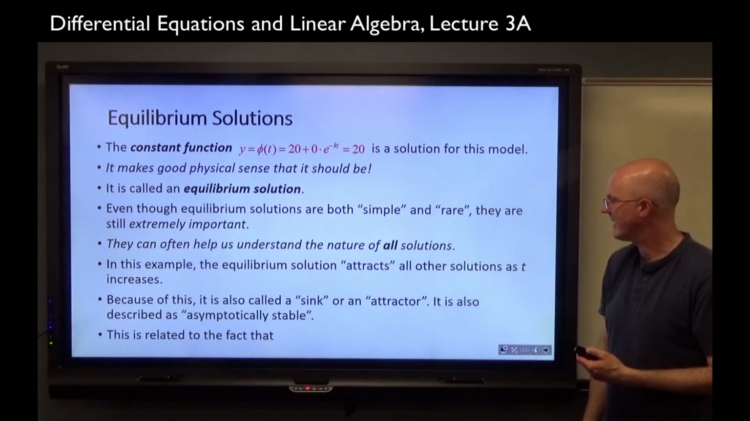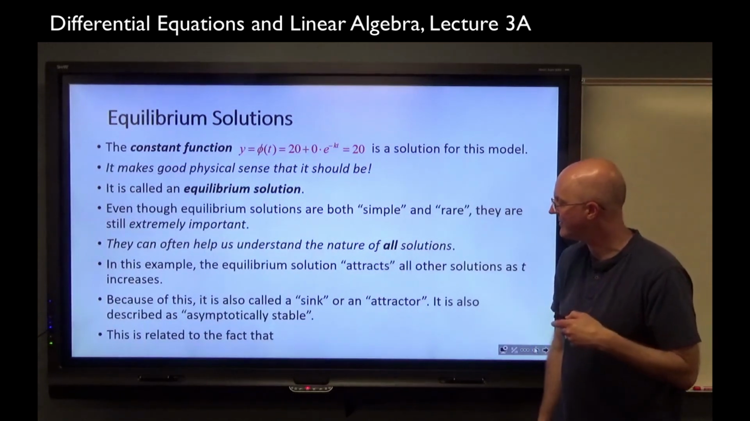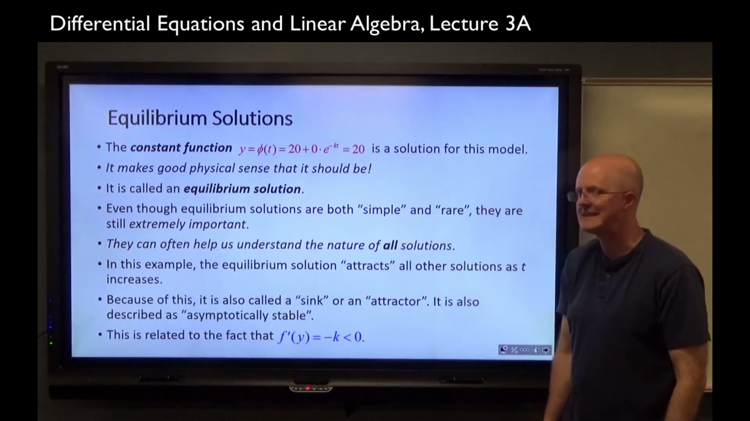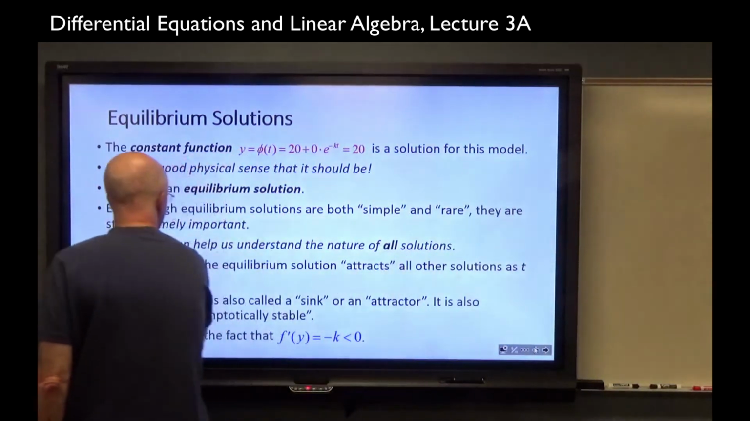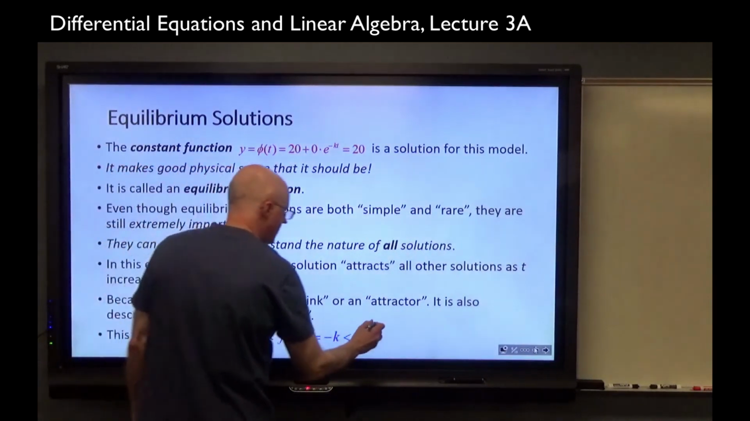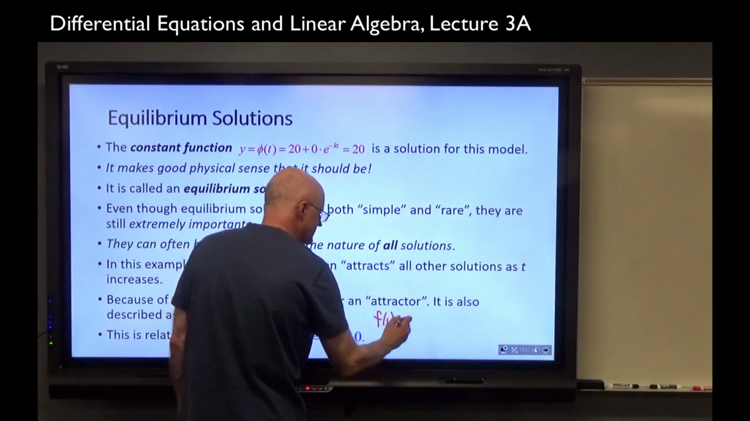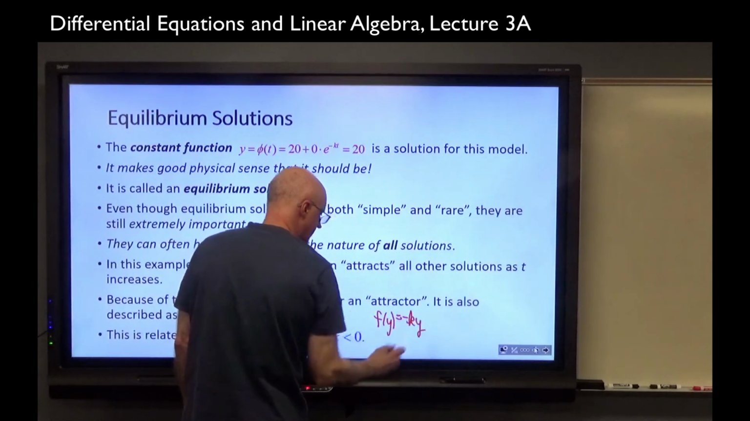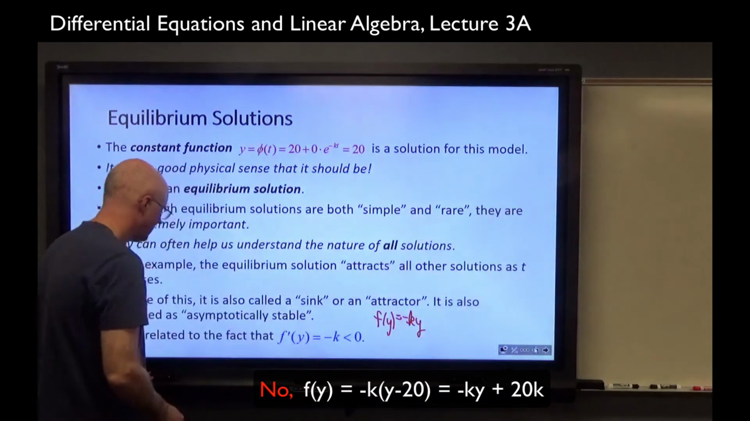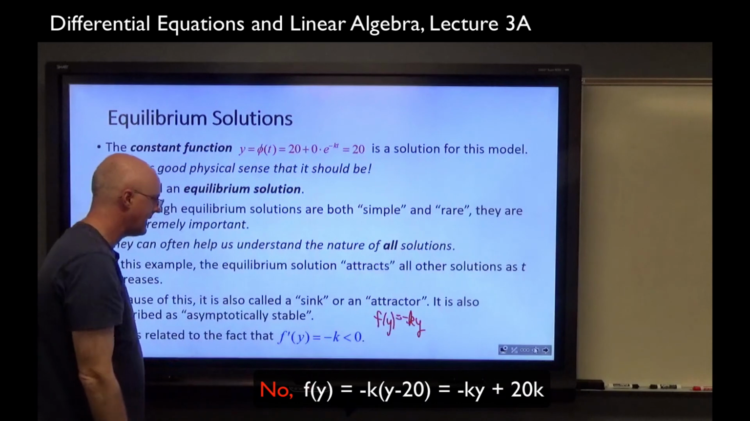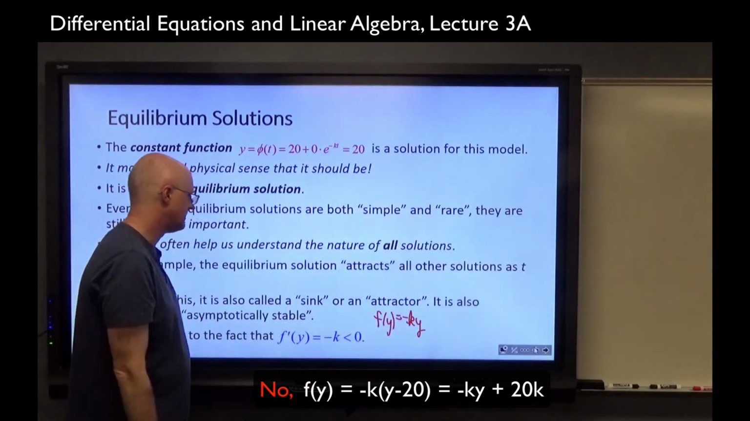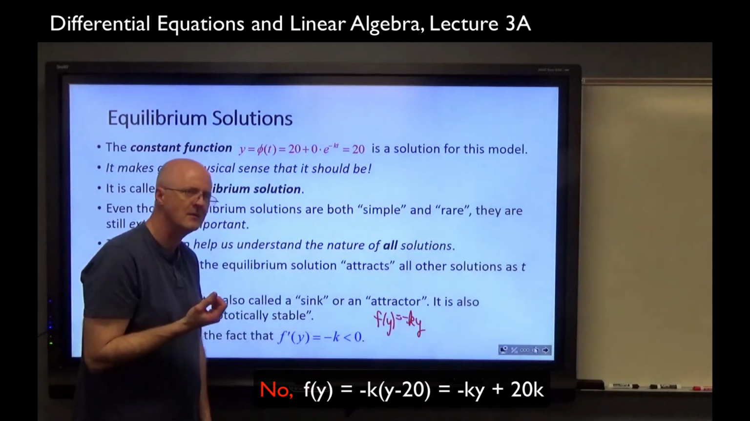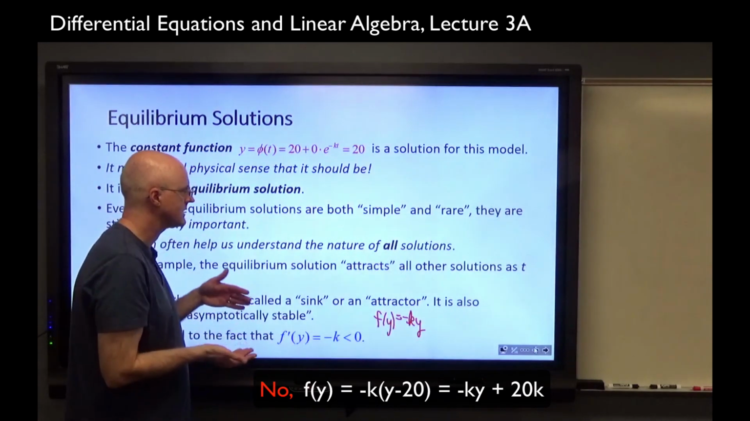This is all related to the fact that the right-hand side function, the f, has a derivative, in fact, of negative k, which is negative. Remember what f was. F of y was negative k times y. That was the right-hand side function for the differential equation. Its derivative is always negative k, and in particular, when you plug in 20 into that, you get negative k as well. That's negative. That's the reason why the solution attracts.